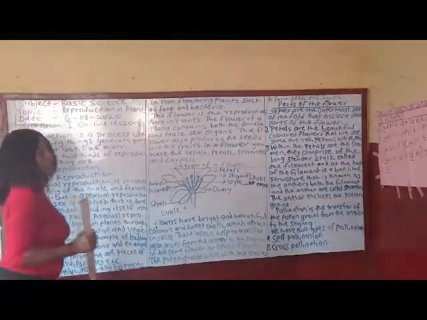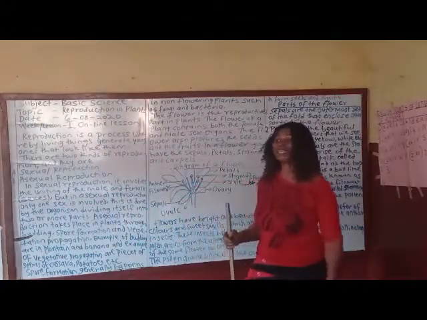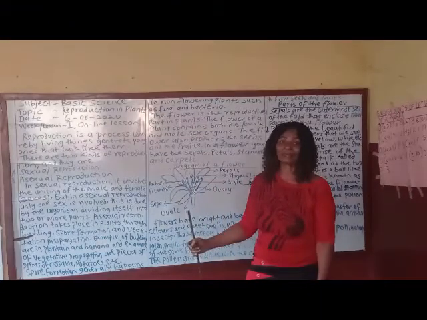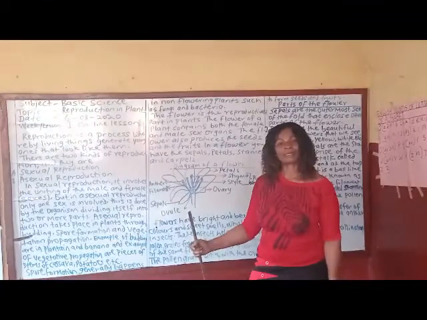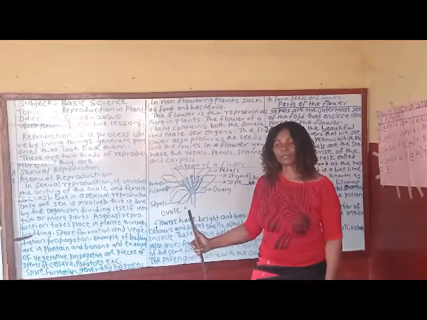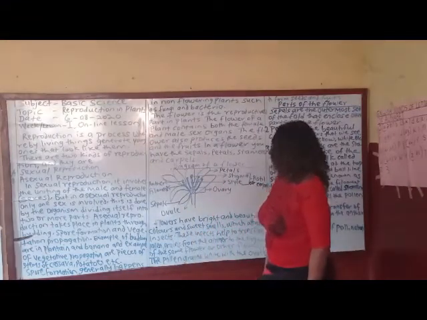Then we have the one they call vegetative propagation. This one happens in cassavas and potatoes. How do they take it? They take the stem, they cut out parts of the stem and just put it in the ground, and it starts growing. That one is what they call vegetative propagation.